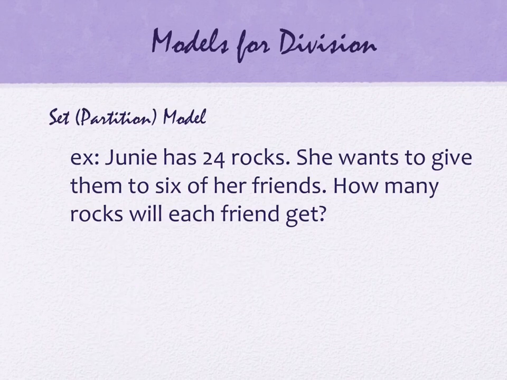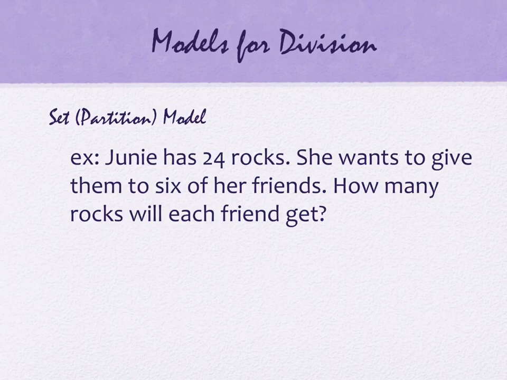The next model is the set partition model. There are two set partition models. These are variations of one another. So the first one says the same problem that the original one for repeated subtraction said. Junie has 24 rocks. She wants to give them to each of her friends. How many rocks will each friend get?